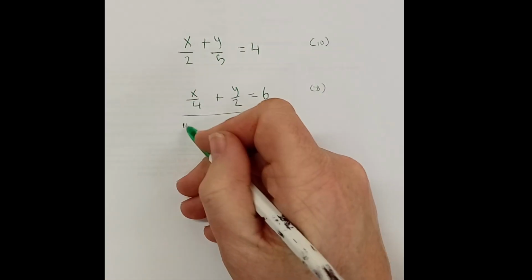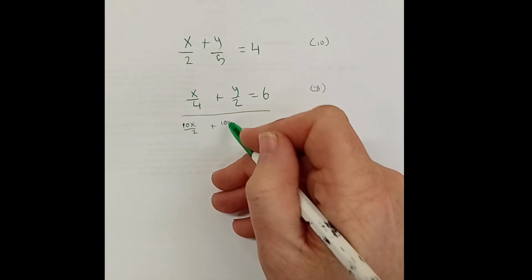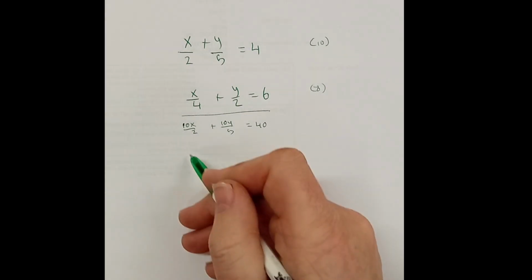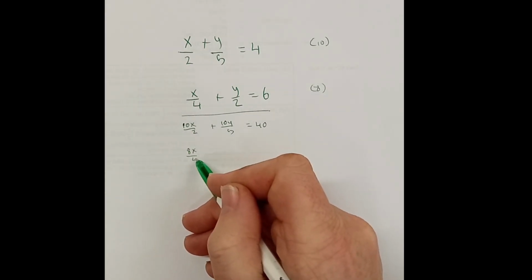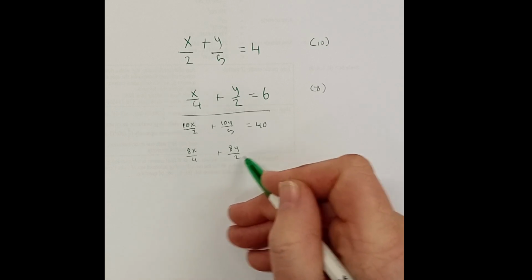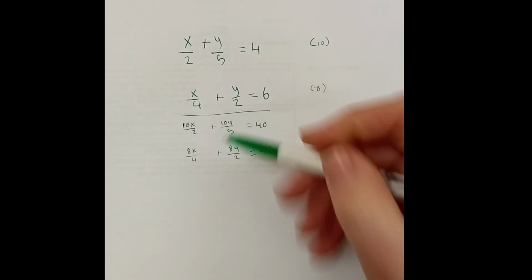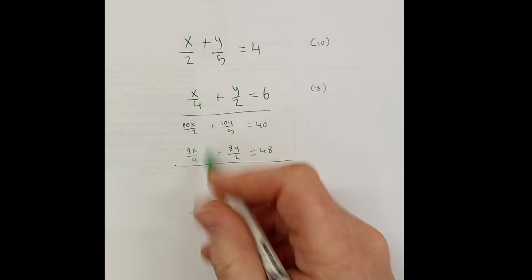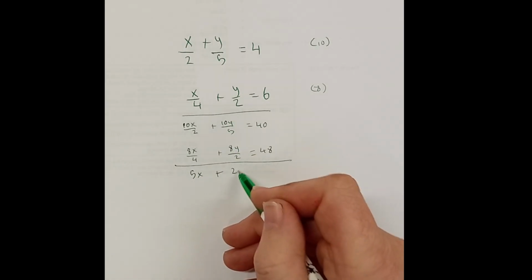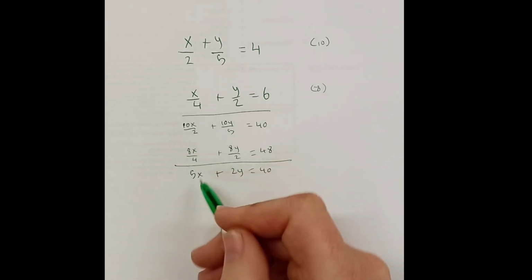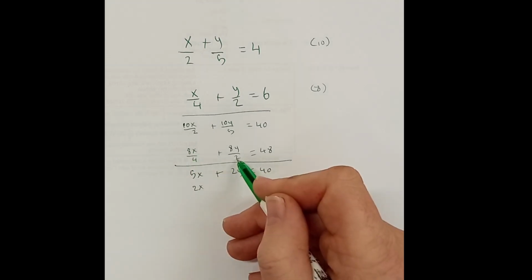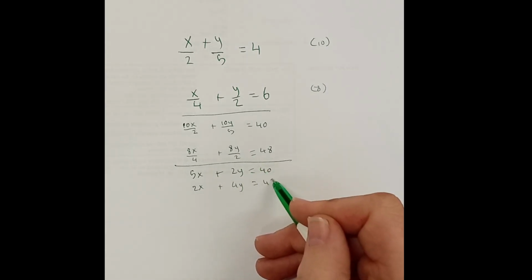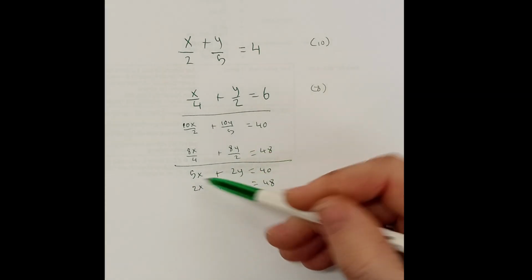So 10 times x over 2 plus 10 times y over 5 is equal to 40. And let's do this line. 8 times x over 4 plus 8 times y over 2 is equal to 48. Now that doesn't look any better, but now we have a fraction that can be divided out. 2 into 10, that's 5x, plus 5 into 10, 2y is equal to 40. And this one, 4 into 8 is 2x, plus 4y, and that's equal to 48. So now I can see that all the signs are the same, but now there's no fraction.